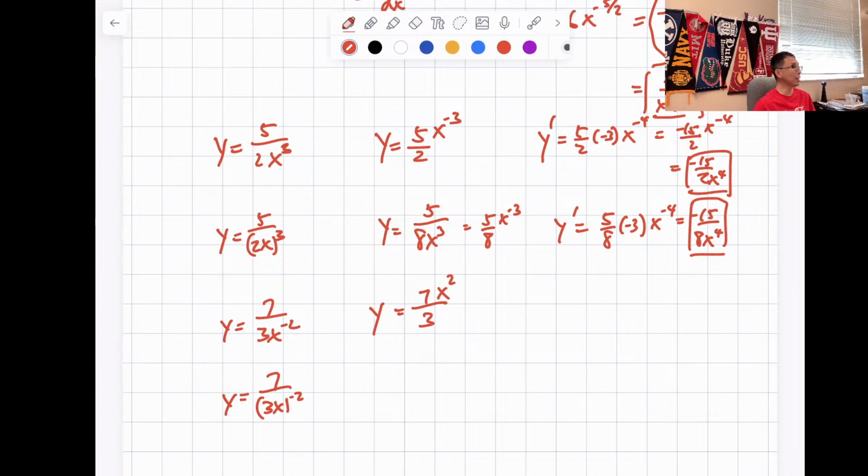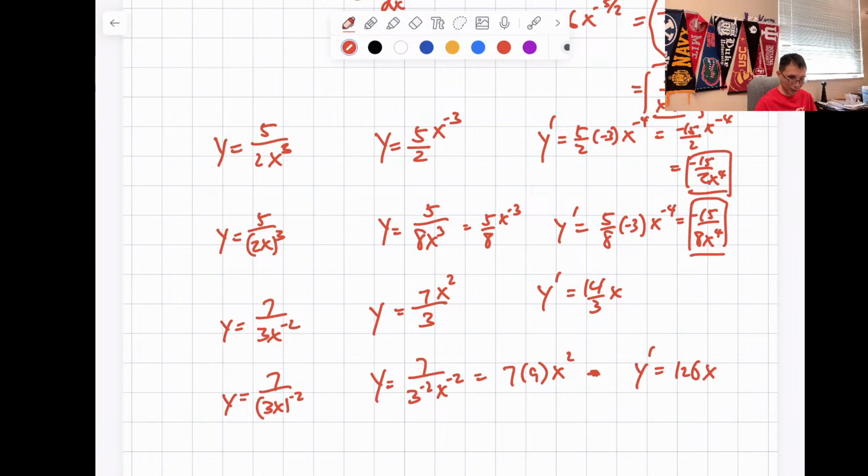Okay, so x to the 2 is on the top, right? So y prime is going to be 14 over 3x. Is that okay? Now the problem with this one is they both are negative 2. So then I can rewrite this as 7 times 9 times x to the 2. If I take a derivative of this, y prime is equal to 126x. 3 to the negative 2 is 1 over 3 squared, because you switch it to the top and make the exponent positive. That's how you do the exponent rule.